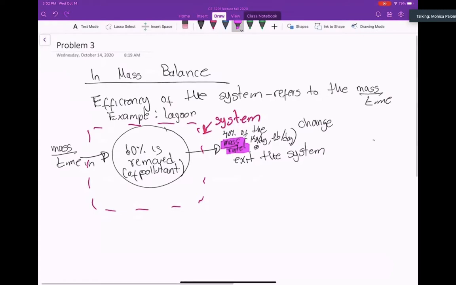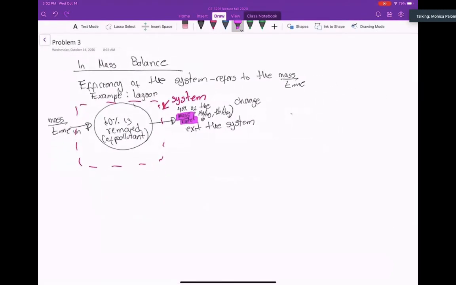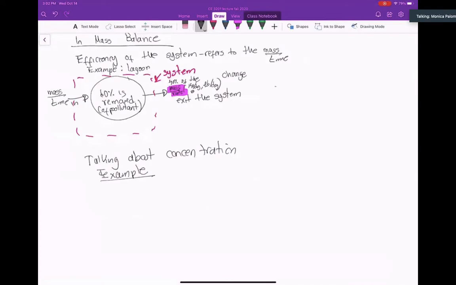There is another type of wording that I want to contrast just to make sure that you don't get confused. If we're talking about concentration, as an example, I'm going to use the same lagoon. It's going to be a completely different problem, but we're using the same lagoon. I'm going to change the number so you don't think that this is the same problem that we just solved. This is just an example. It's 30 milligrams per liter.